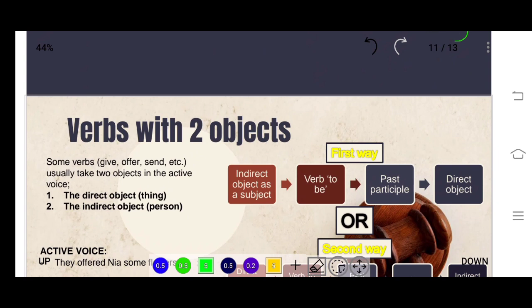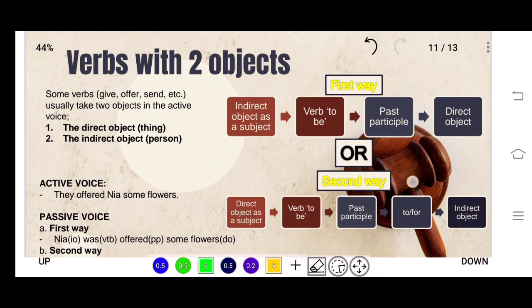Okay, the next one. If you still feel confused, you can pause the video, take a deep breath and rest a while, because we are going to look at verbs with two objects more. Alright, the next one, we are going to learn verbs with two objects. Basically some verbs like give, offer, send, and so on usually take two objects in the active voice: first we have the direct object, and then we have the indirect object, the person.